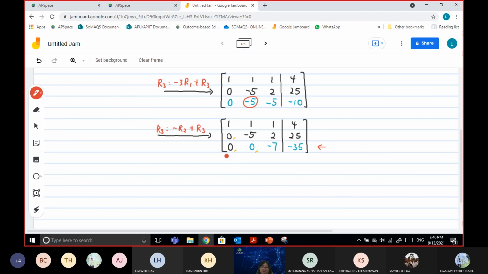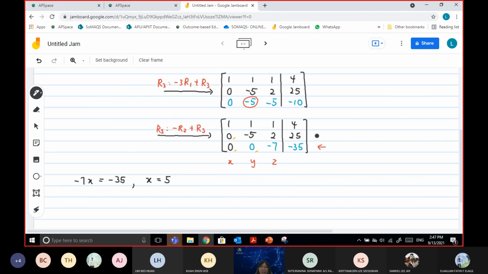So remember these 3 columns represent: the first column is X, the second is Y, and the third is Z. When we start from the third row, that means negative 7X equals negative 35. So I managed to solve X as 5. I get X as 5.